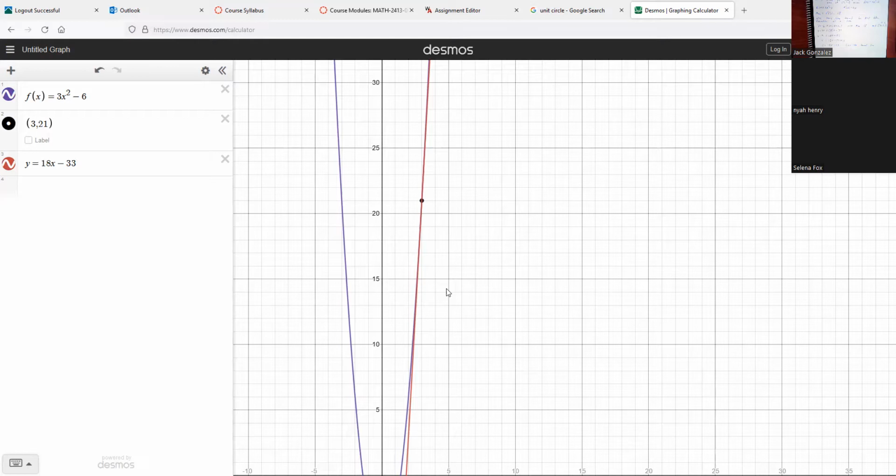Hard to see. Wish it was a little to the right, but anyway. Any questions on this? Does this make sense?